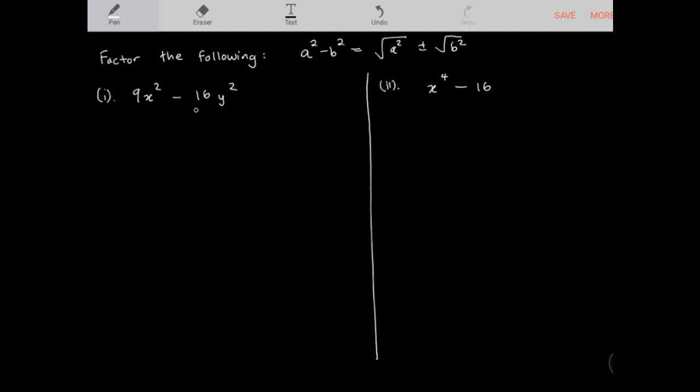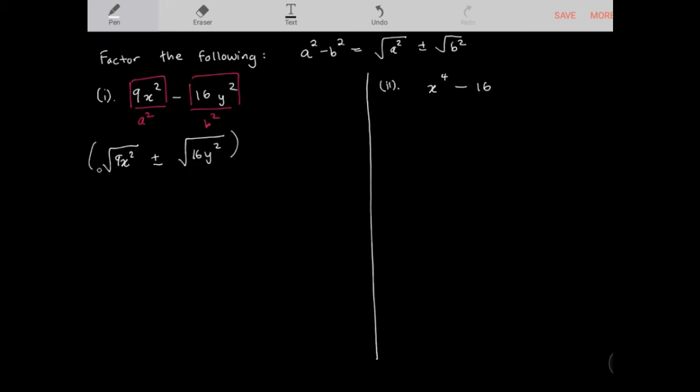So we have 9x squared minus 16y squared. Well, you want to ask yourself, okay, does this look like a squared minus b squared? So I'm going to let this represent a squared and this one here represent b squared, and now it will look like a squared minus b squared. And then if we use the template, we get the square root of a squared, which is 9x squared, plus minus the square root of b squared, which is 16y squared.